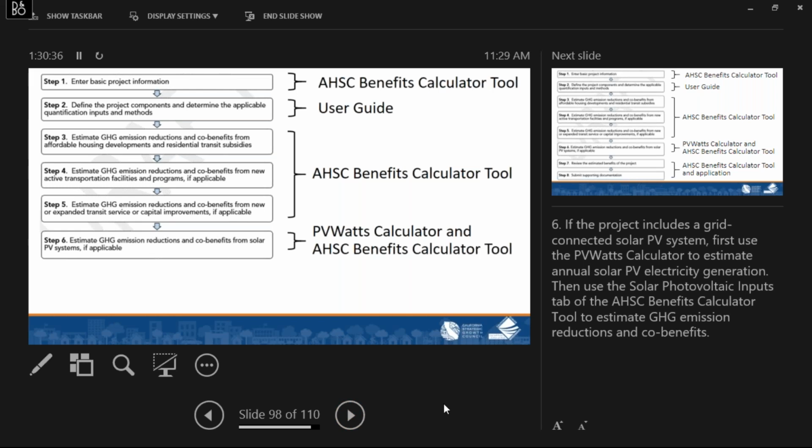Step 6 is for projects that have a solar PV component, and step 6 has 2 parts. First, we need to use the PV Watts calculator tool online to estimate annual solar PV electricity generation, and then input that annual number into the AHSC benefits calculator tool to estimate greenhouse gas emission reductions and co-benefits over the useful life of the solar PV system.